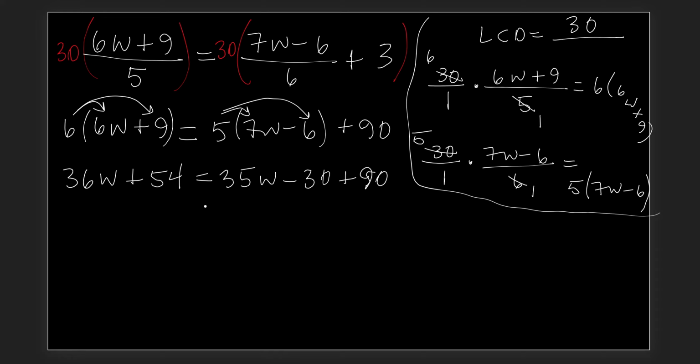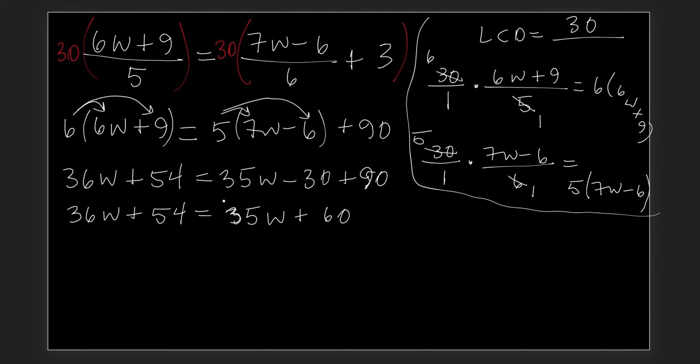So we look for like terms on the same side of the equal sign. These are unlike, they're not alike. Over here we can combine the 30 and the 90. So we'll have 36w plus 54 equals 35w plus 60.